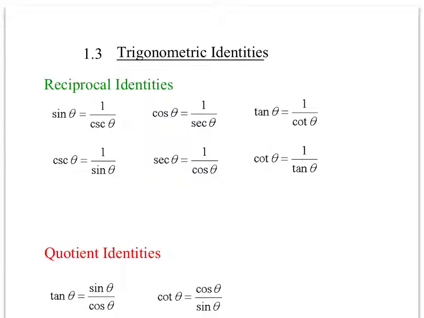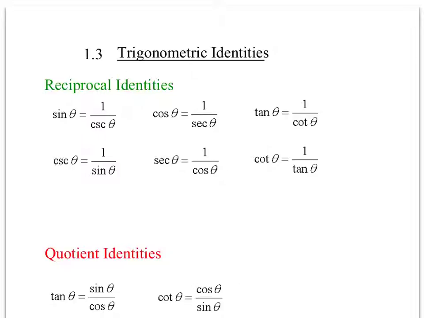But basically, it's exactly what you see here. We have our reciprocal identities, which you already know. And I know we write them weird. I write them with this 1 over, but basically it's the idea that whatever this was, you're just going to flip it over to get that one.